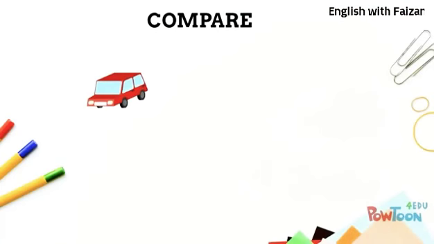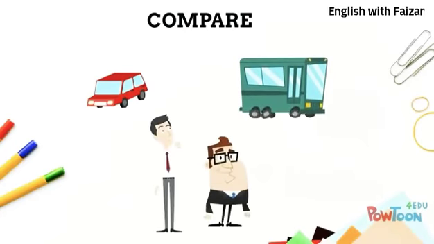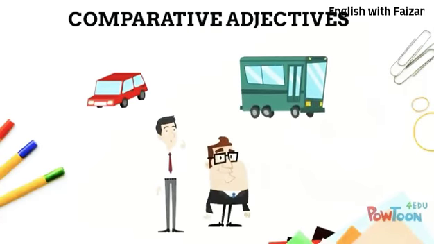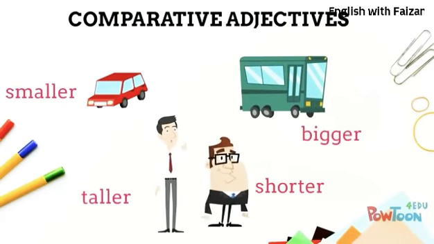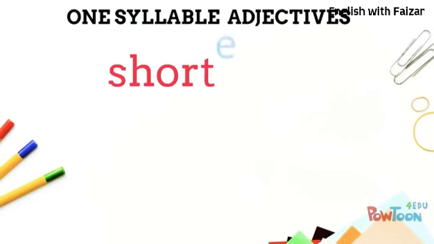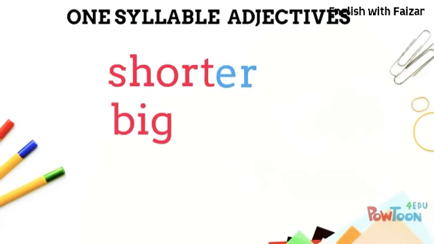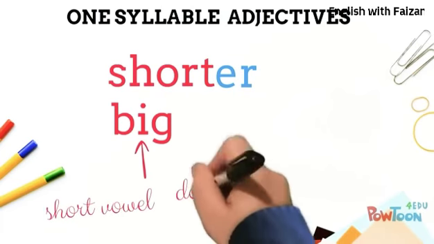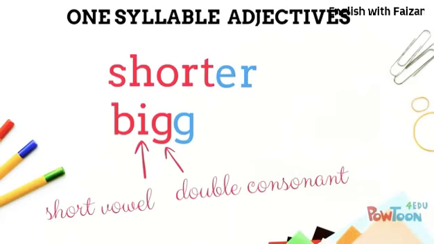We often need to compare different things and people. And to do this, we use comparative adjectives. For example, smaller, bigger, taller, shorter. If the adjective has only one syllable, we make its comparative form by adding the suffix -er: short, shorter. And if the adjective has a short vowel and a consonant at the end, we need to double the consonant: big, bigger.